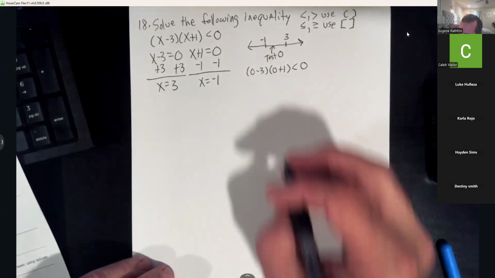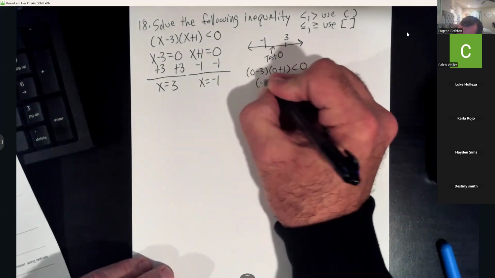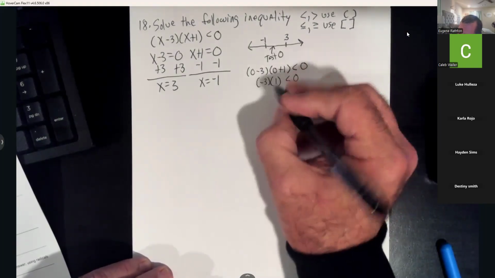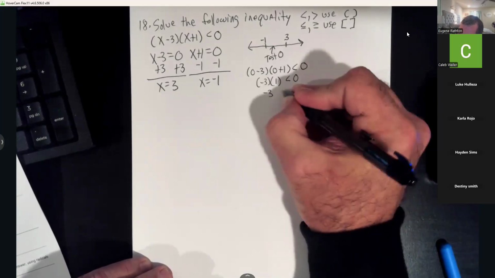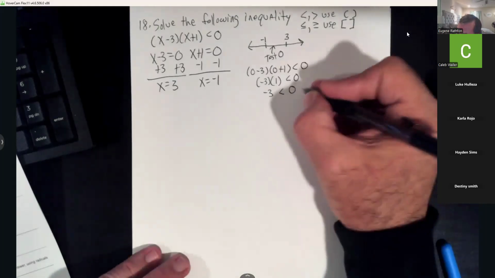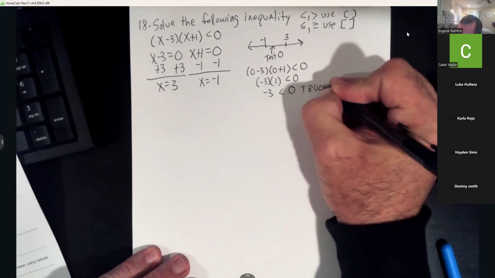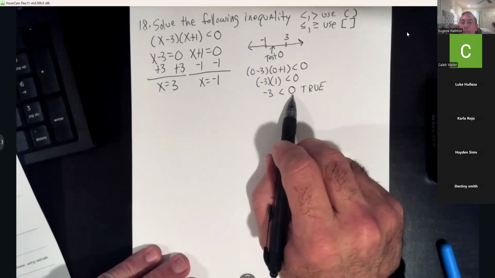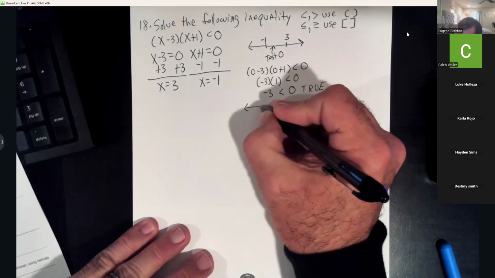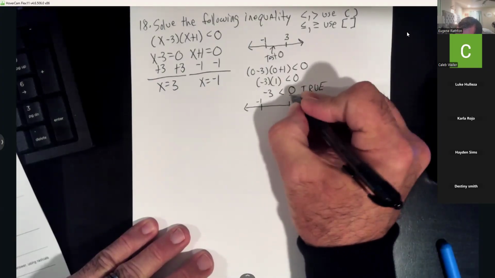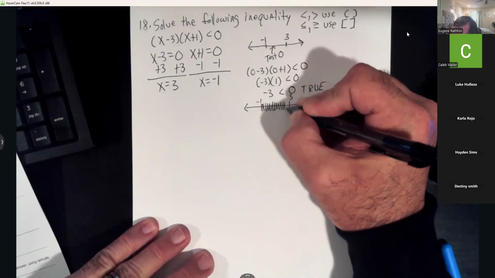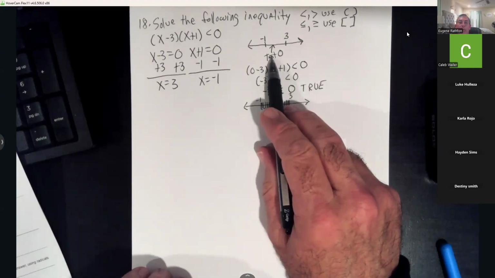So I'm looking for a true or false. 0 minus 3 is -3. 0 plus 1 is 1. And y'all, -3 times 1 is -3, which is less than 0. That is true. So since -3 less than 0 is true, on my number line I would shade in between -1 and 3, because that's where the 0 was located.